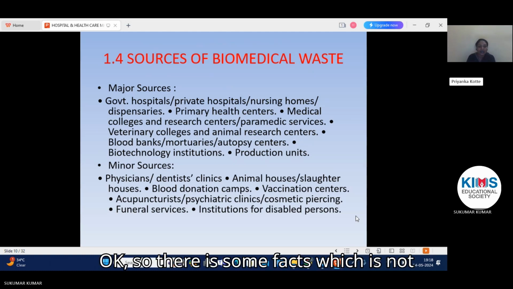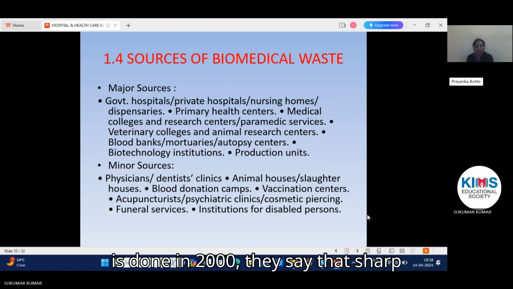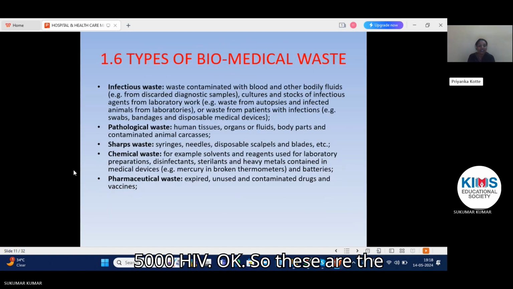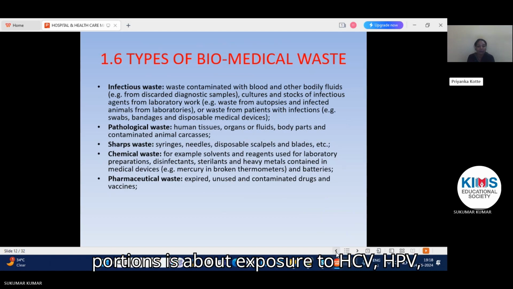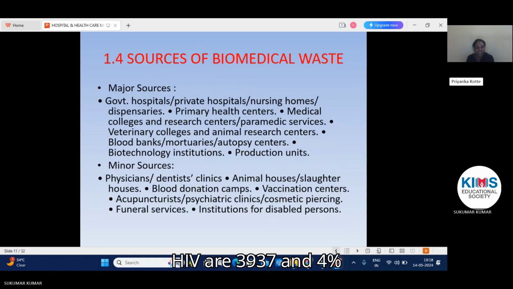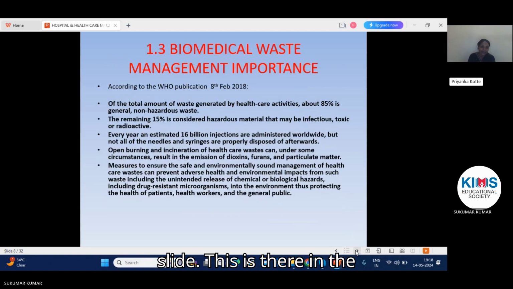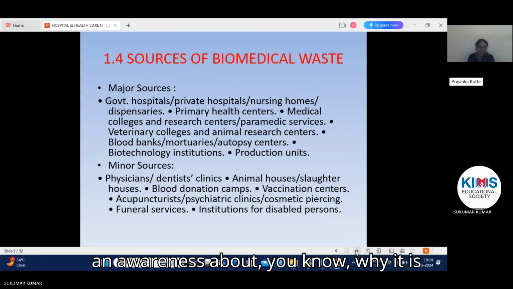There are some facts which are not in the slide. I will tell you about one study. In a study done in 2000, they say that sharp injuries were estimated to cause about 66,000 cases of hepatitis B, 16,000 of hepatitis C, and 200 to 5,000 of HIV. These are infections among healthcare professionals. The proportions of exposure to HCV, HBV, and HIV are 39, 37, and 4% respectively, which is not in the slide. This is in the textbook. You can have a glance at it. It is a study conducted to create awareness about why this is important to us.